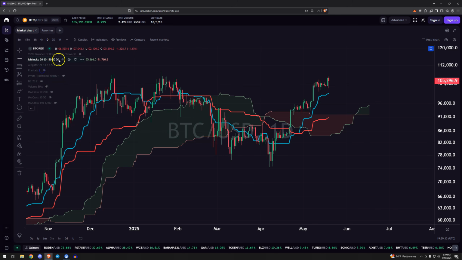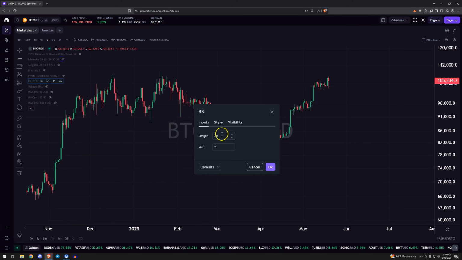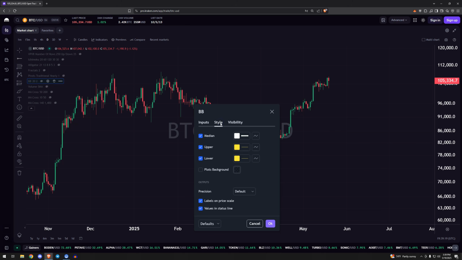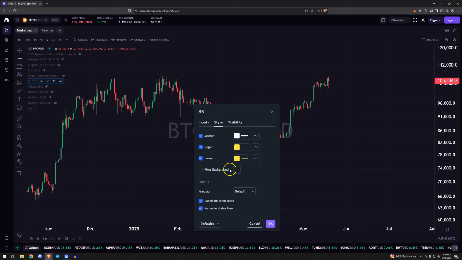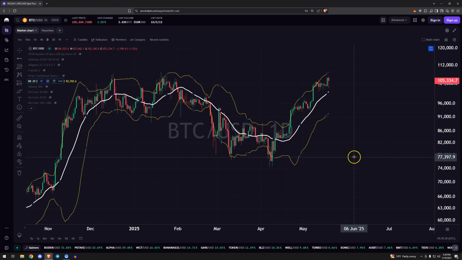And now the last one I use is Bollinger Bands. This is how I set them up. 20 on the length, 2 on the multiplier, I guess that is. I change the colors a little bit. I take off the background, and I rarely use Bollinger Bands. I don't trade off Bollinger Bands like some people do.